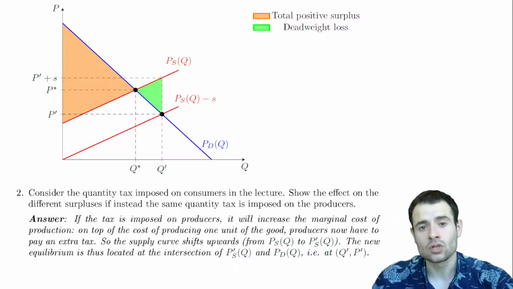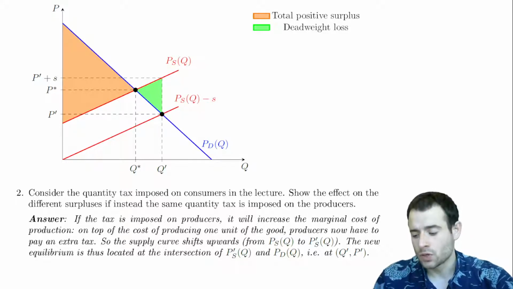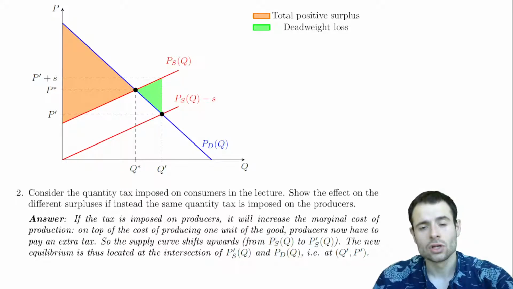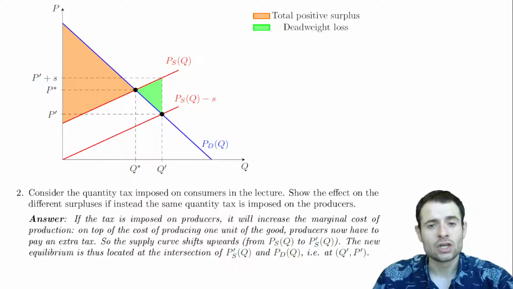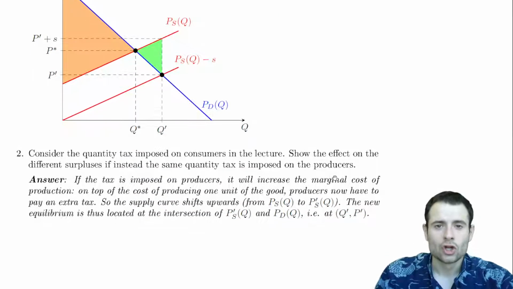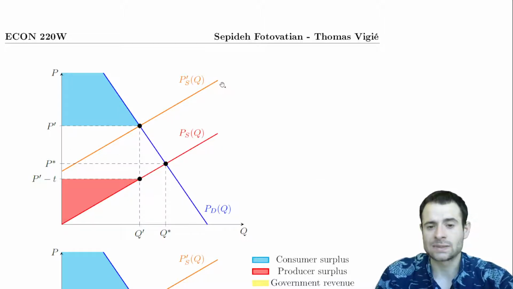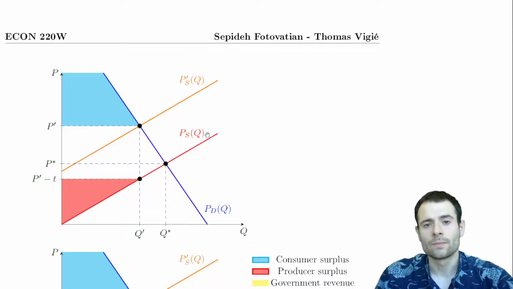A tax imposed on producers means that every time a firm produces 1 unit of the good, it has to pay an additional amount equal to $T to the government. So that increases the production cost of firms. Firms then will not be willing to sell the good for PS, but rather they will be willing to sell it for PS prime, where PS prime is a shifted upwards version of PS, and the vertical distance between the two curves is equal to the tax.